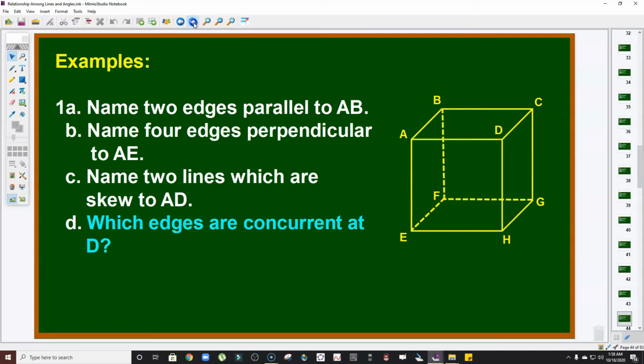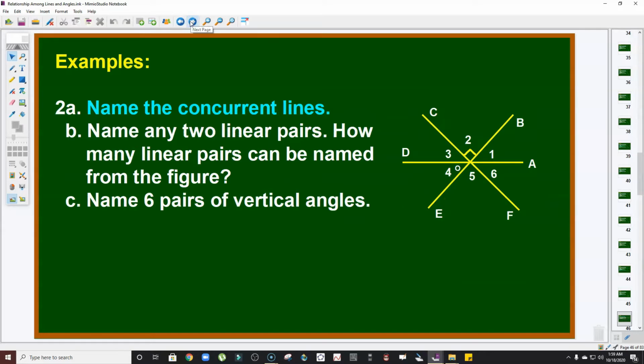Clear? Next, letter D. Which edges are concurrent at point D? So this is point D. The edges concurrent at point D are AD, DH, and CD. See that? Okay, next, number 2.